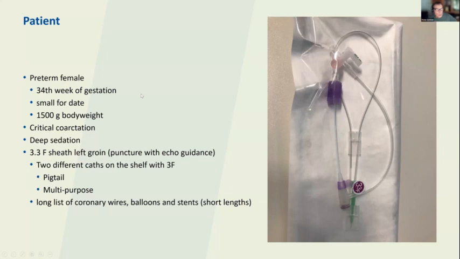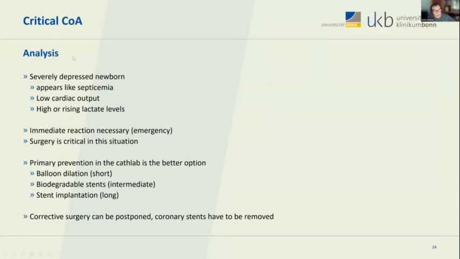This is a patient with 1,500 grams body weight with a critical coarctation. We did it using a 3 French short sheath in the groin. Just to define critical coarctation, they are newborns with the appearance of septicemia. They have low cardiac output, and high or rising lactate levels. Immediate reaction is necessary. It's usually an emergency procedure. Surgery is critical in this situation. Primary prevention at the cath lab is always the better option. Balloon dilation is an option for short relief, biodegradables as an intermediate, and stent implantation for a long-lasting benefit.